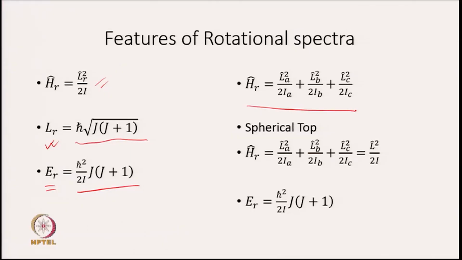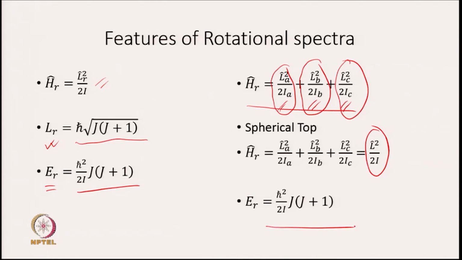The Hamiltonian can be expressed in this formula, where you see that in this molecule Ia, Ib and Ic are different, and so you have a formula with the Hamiltonian along axis A, axis B and axis C. So your Hamiltonian will be the sum of these three parts. For a spherical top, since Ia is equal to Ib is equal to Ic, your Hamiltonian can be given simply by the operator L square divided by 2I, and Er is simply h bar square by 2I times J(J plus 1).